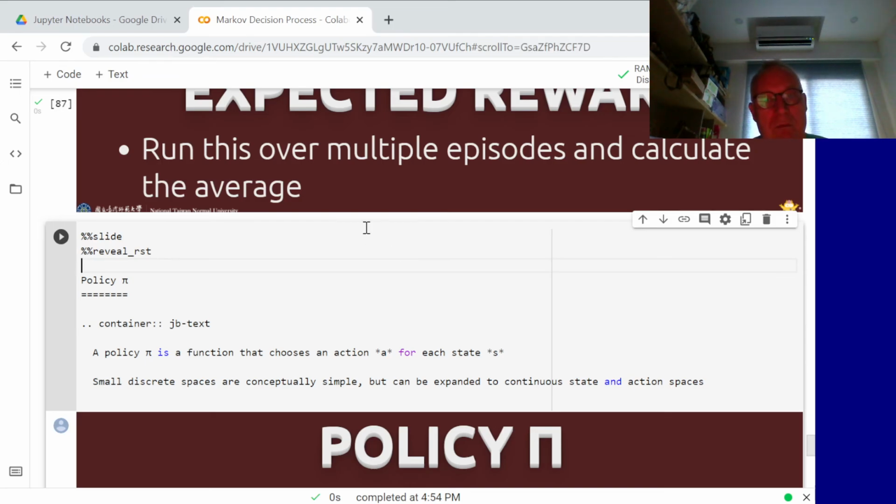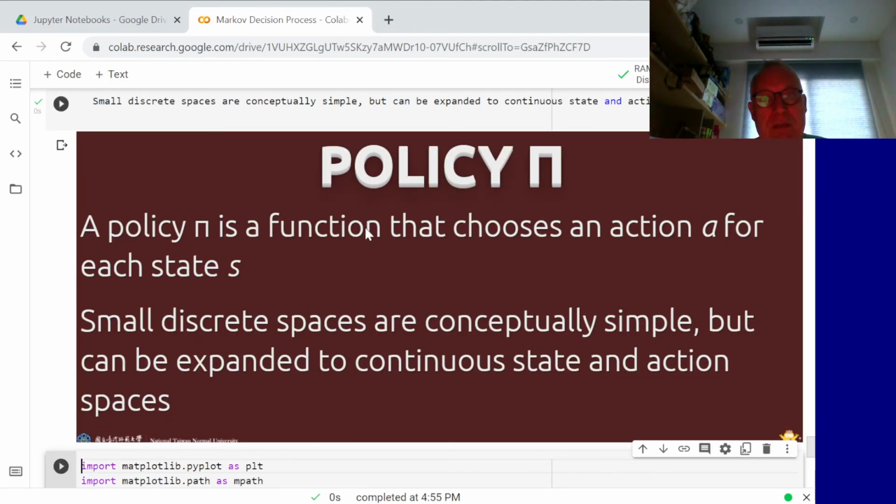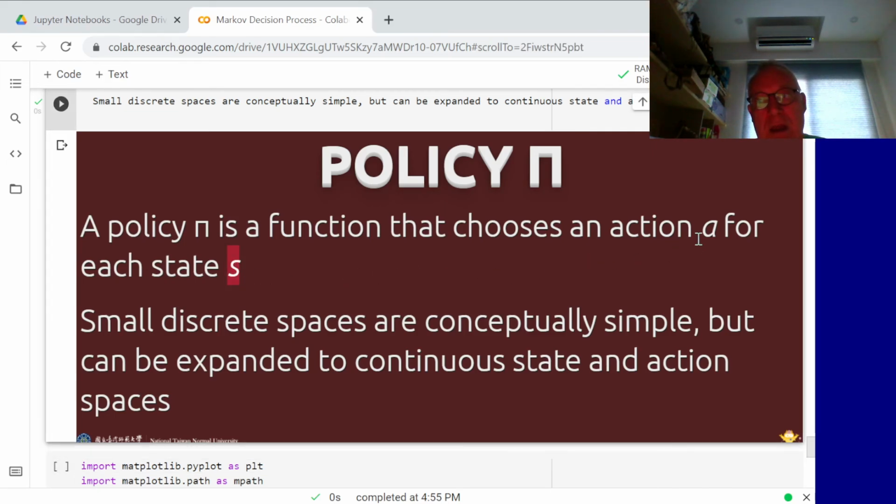And what we're trying to find then is this particular policy pi. The policy is a function that chooses an action, so it returns an action for each state S that we're in. So the input is S, and the output is an action A. That's only possible because the domain is Markovian. So I only need to know the current state S.